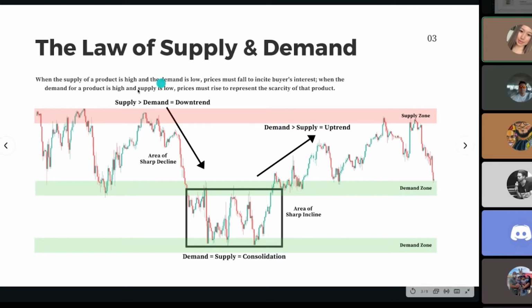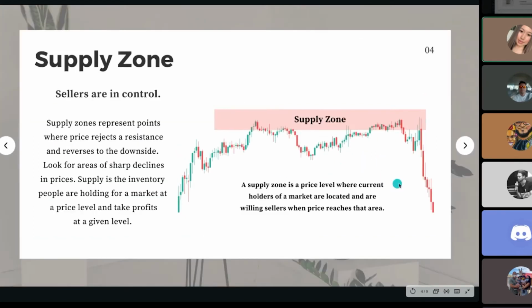So yeah, so this is where supply exceeds demand. This is where demand exceeds supply. This is where demand is equal to supply. Cool. So now we'll go into the supply zone. This is where the sellers will be in control.